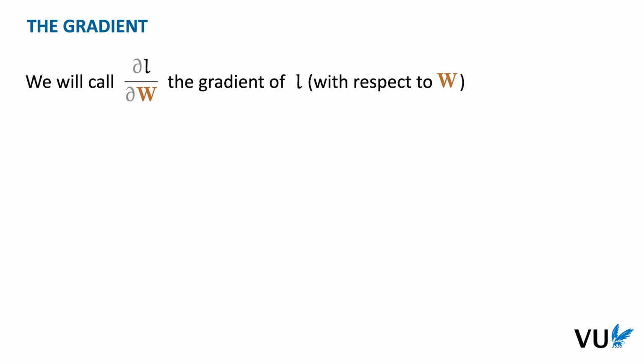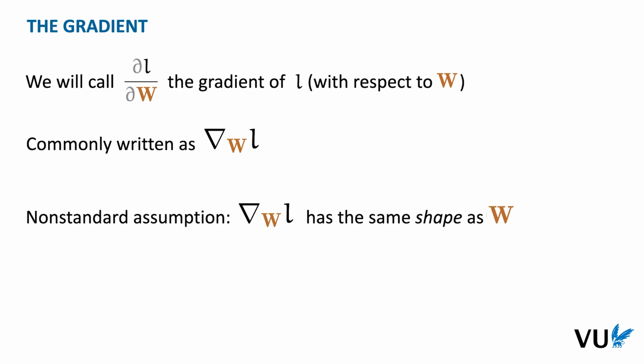Now, let's get back to this gradient. We have some tensor W, let's say a matrix, and that influences our loss. We are interested in the gradient of the loss with respect to every single element of this matrix. This quantity is called the gradient of L with respect to W. It's simply a collection of all derivatives of the loss with respect to every single element of W. The standard notation for this gradient is shown here. This symbol is pronounced as nabla. A non-standard assumption we make in deep learning is that the gradient has the same shape as the thing we're taking the gradient with respect to.